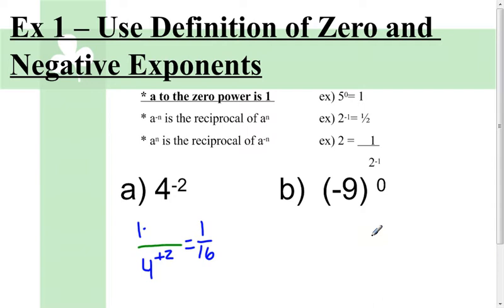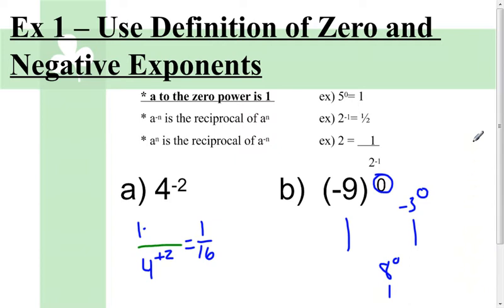Now, when you're talking about 0 power, everything is much simpler. Anything to the 0 power equals 1, always. So negative 9 to the 0 power equals 1. If I had negative 3 to the 0 power, 1. If I had 8 to the 0 power, 1.